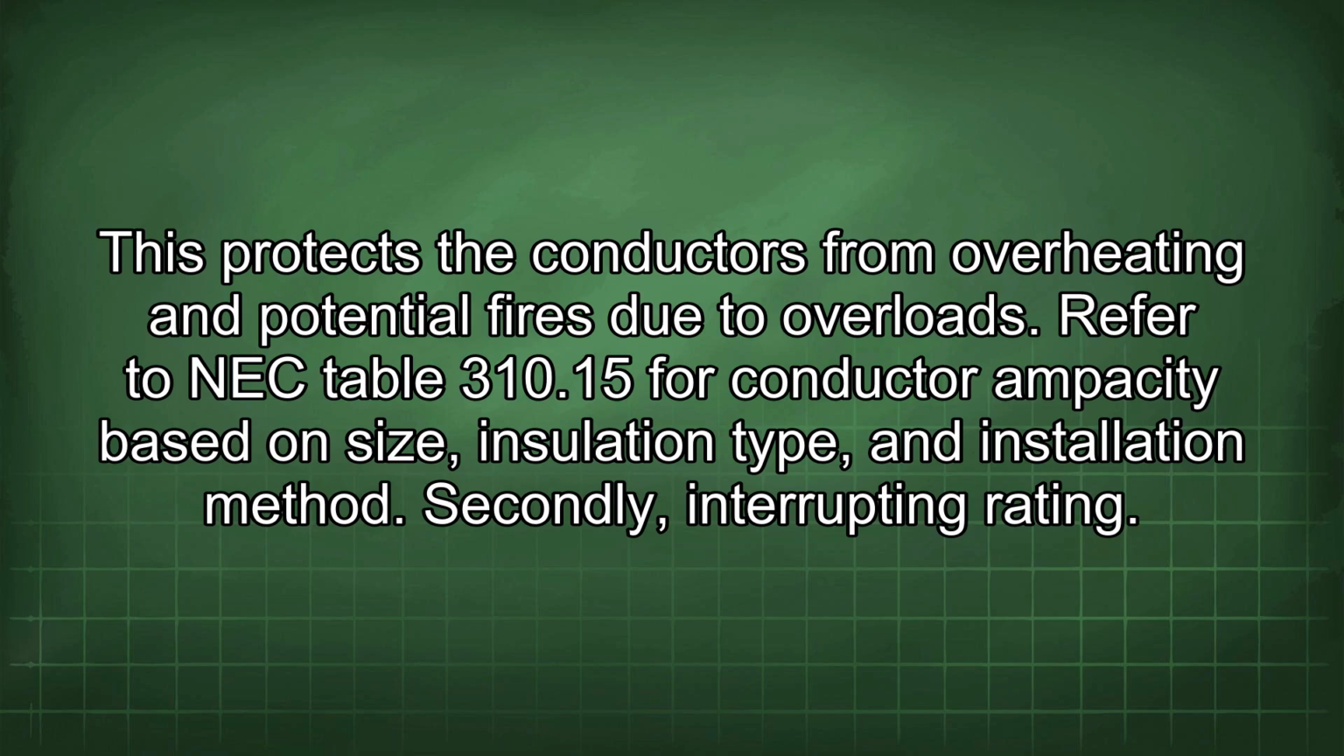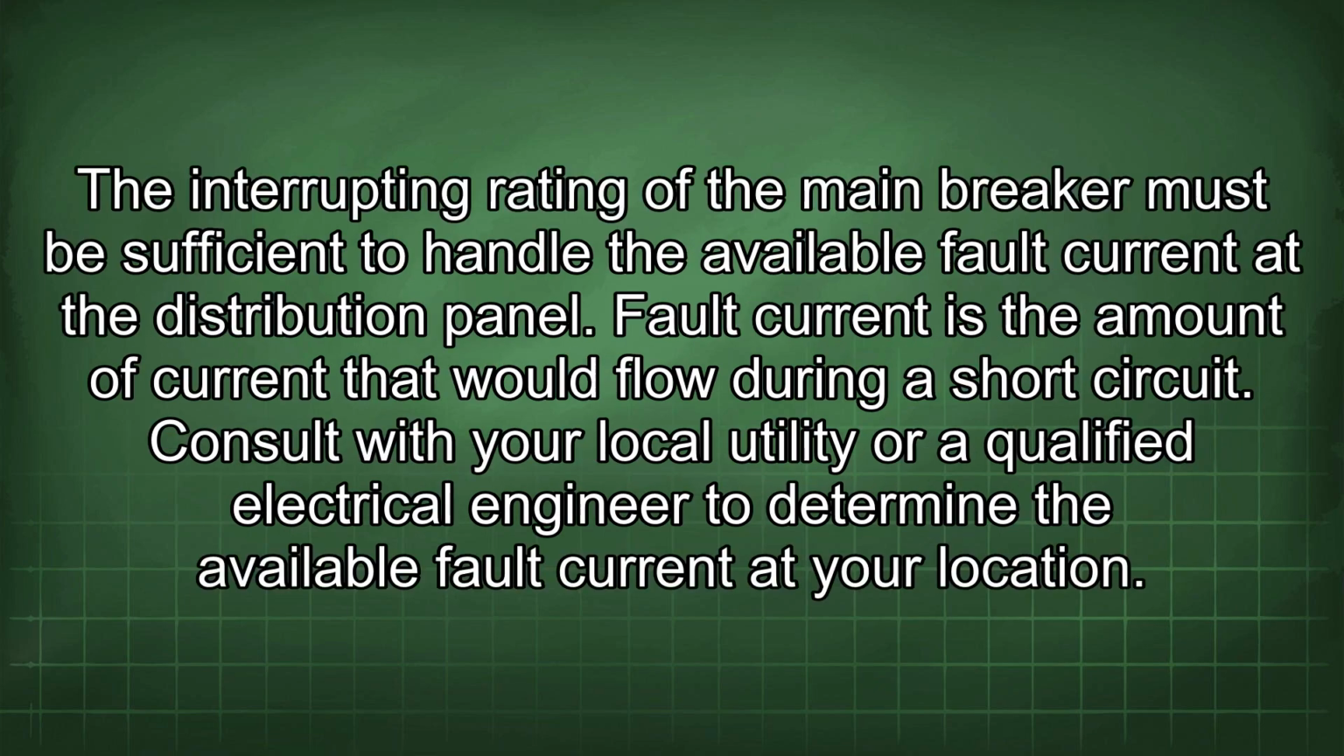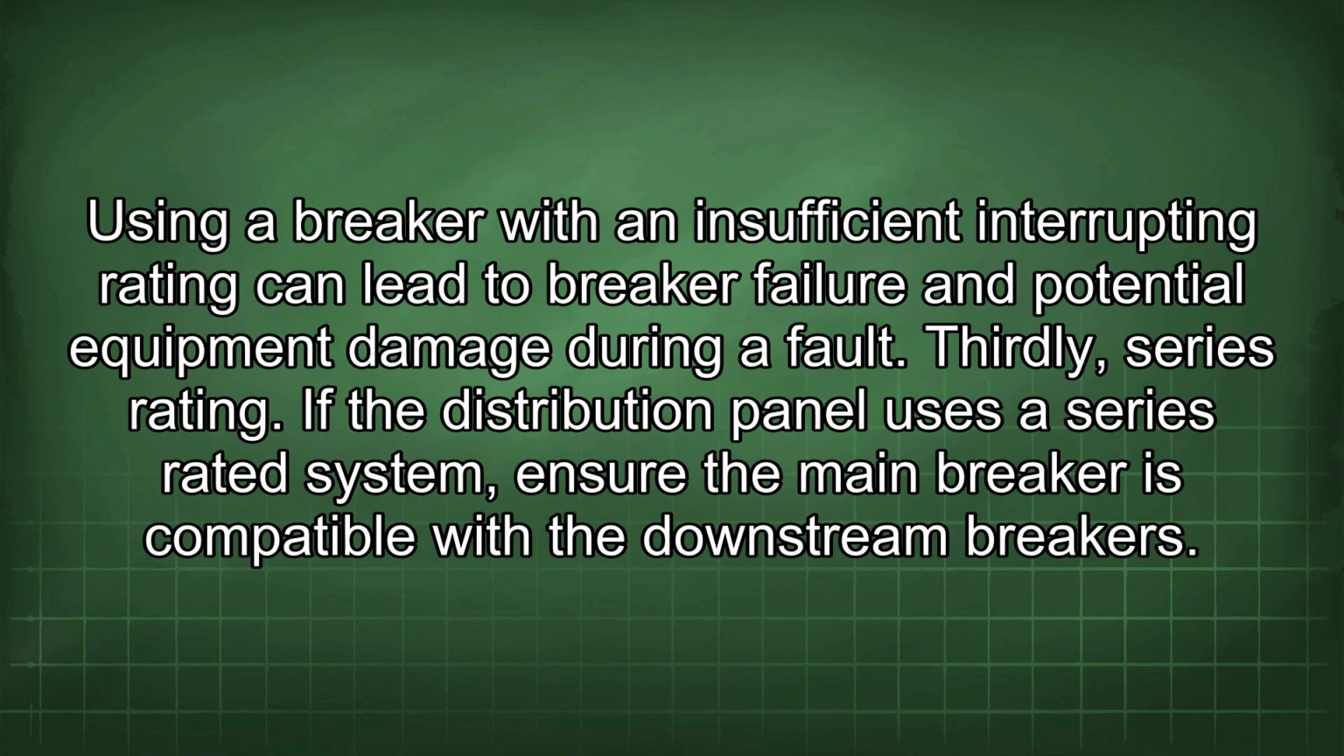Secondly, interrupting rating. The interrupting rating of the main breaker must be sufficient to handle the available fault current at the distribution panel. Fault current is the amount of current that would flow during a short circuit. Consult with your local utility or qualified electrical engineer to determine the available fault current at your location. Using a breaker with an insufficient interrupting rating can lead to breaker failure and potential equipment damage during a fault. Thirdly, series rating. If the distribution panel uses a series-rated system, ensure the main breaker is compatible with the downstream breakers.